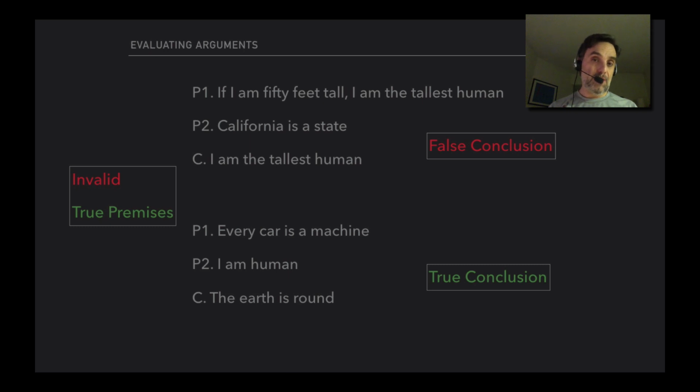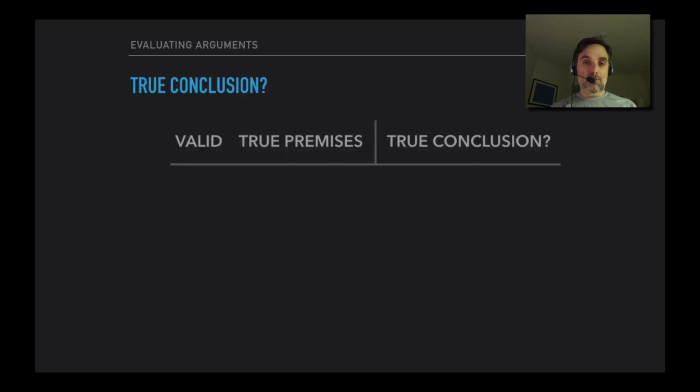This argument has true premises and a true conclusion, but it's invalid. It's not the case that no matter what, if the premises are true, the conclusion is true. The earth could have been shaped differently, even though every car is a machine and I am human. So here we have two arguments that are both invalid and that both have true premises, and their conclusions are different. One has a true conclusion, the other has a false conclusion. So we can summarize all this in a table.